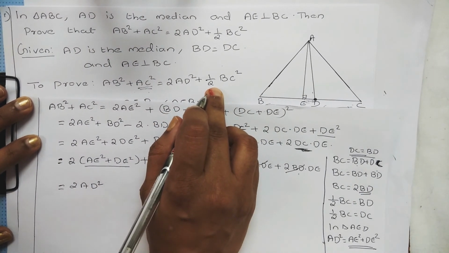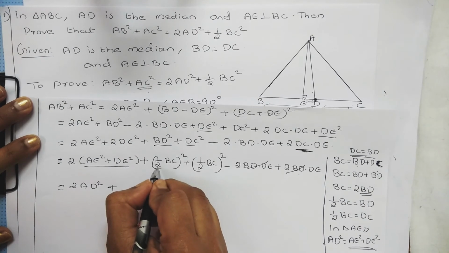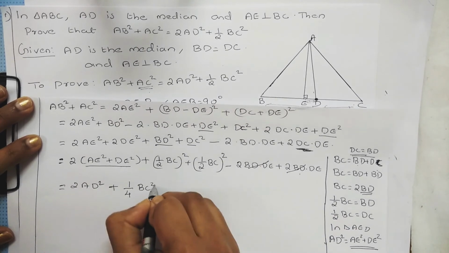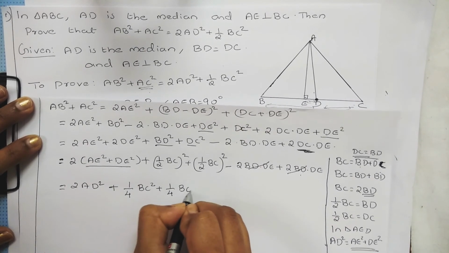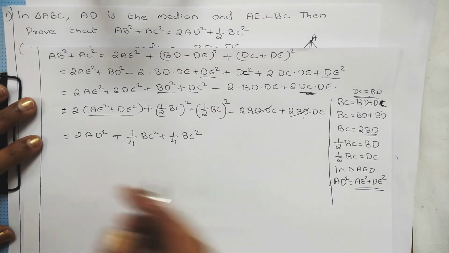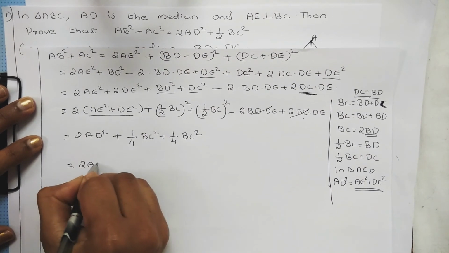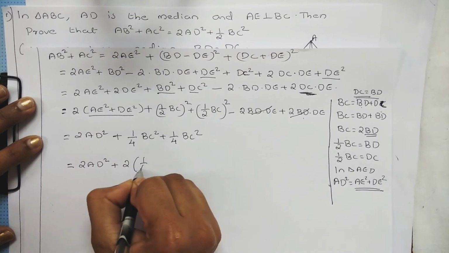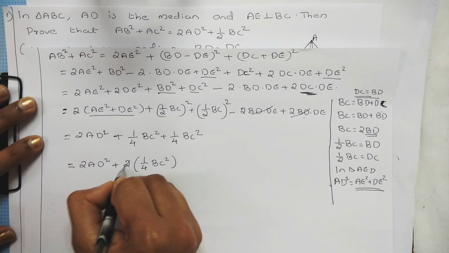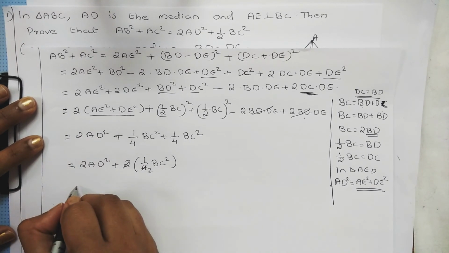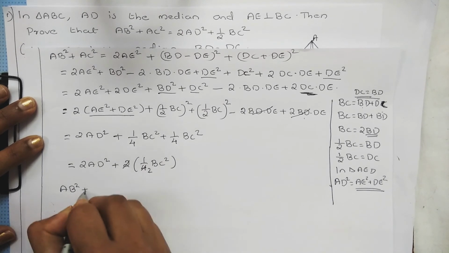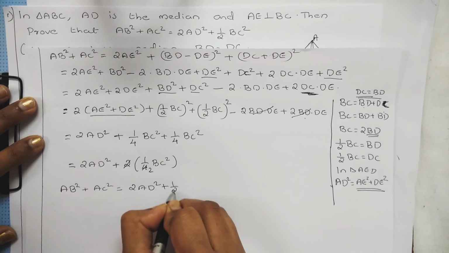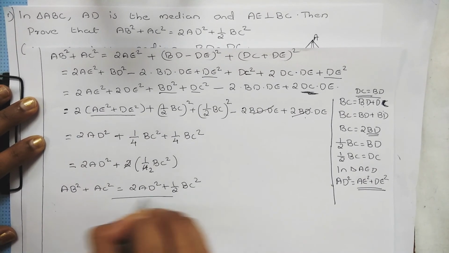Now remaining it is half BC square. So how will you get it? Plus (1 by 2) the whole square, right? So 1 by 2 squared becomes 1 by 4 BC square plus 1 by 4 BC square. So here what we get is equal to 2AD square plus 2 times 1 by 4 BC square. So 2 into 1 by 4 BC square, right? Now 2 and 4 will be cancelled, you will get 1 by 2. So AB square plus AC square is equal to 2AD square plus 1 by 2 BC square. This is what you have to prove.